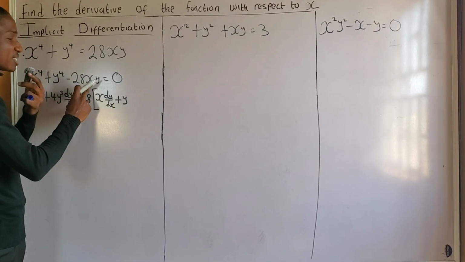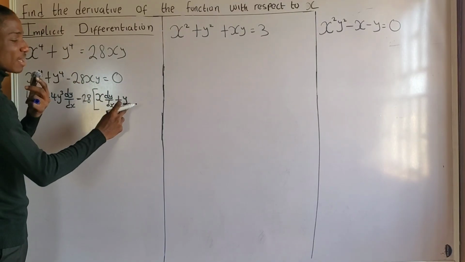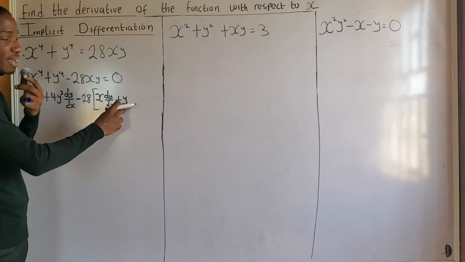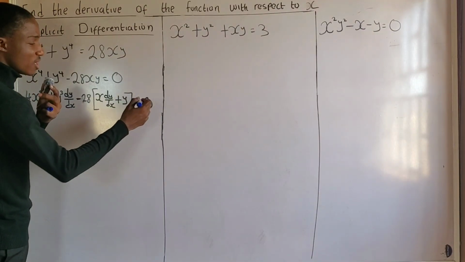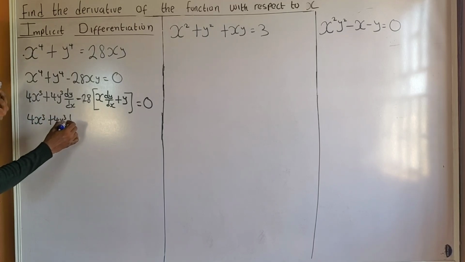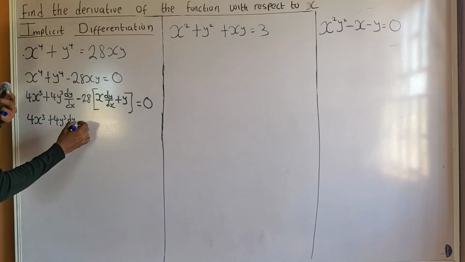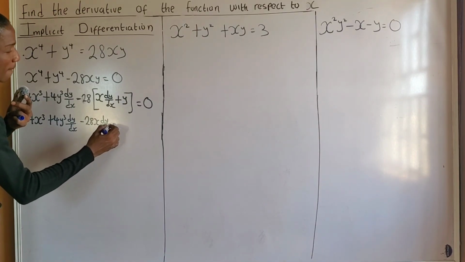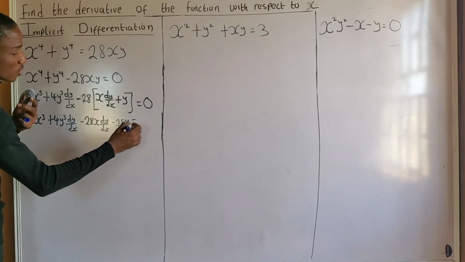If you differentiate x, we're going to have 1. So I'm going to have y times 1. Y times 1 is y. So I'm going to have this equals to what? 0. Okay, for this, I'm going to have 4x raised to the power of 3 plus 4y raised to the power of 3 dy/dx minus 28x dy/dx minus 28y equals to 0.